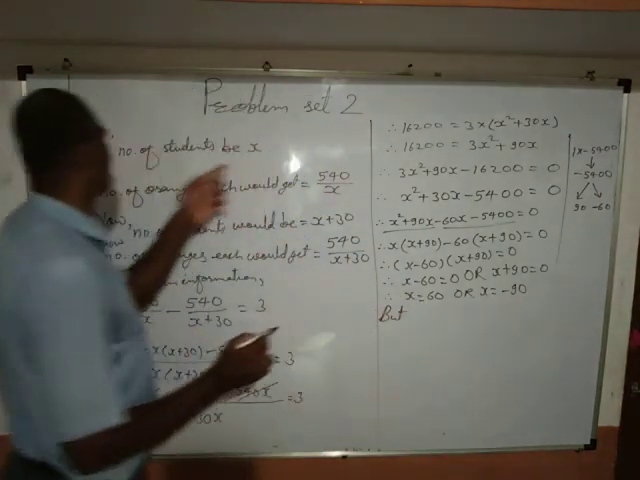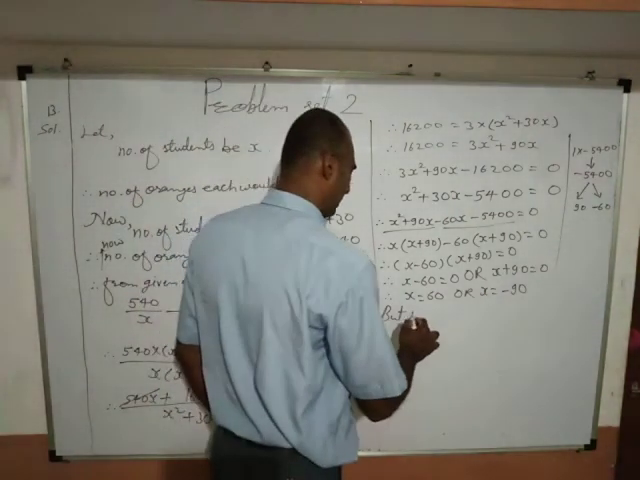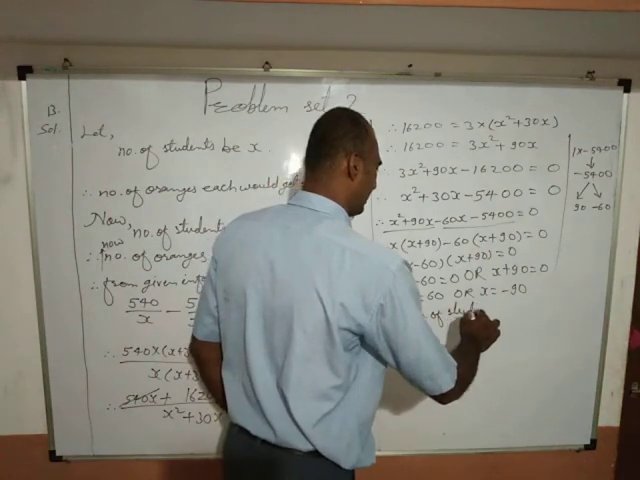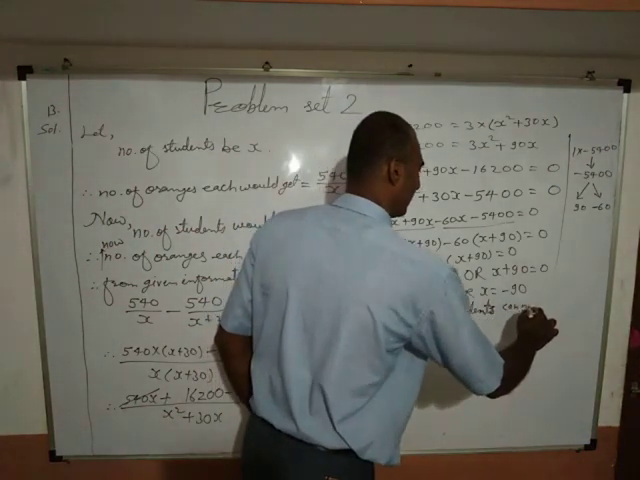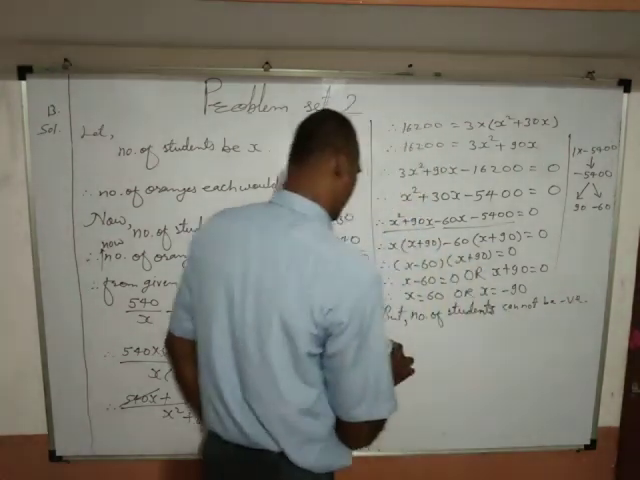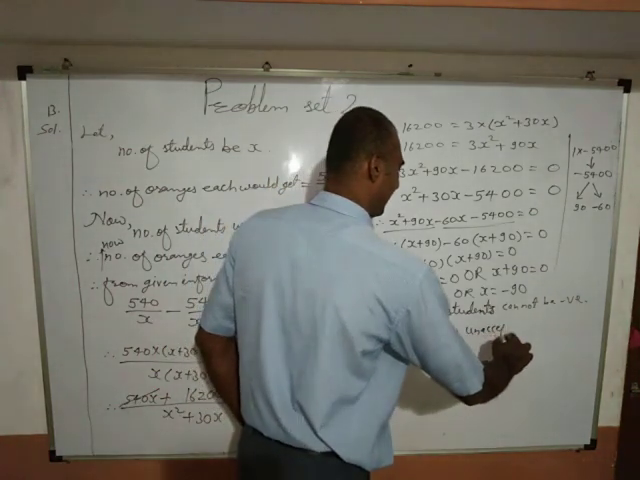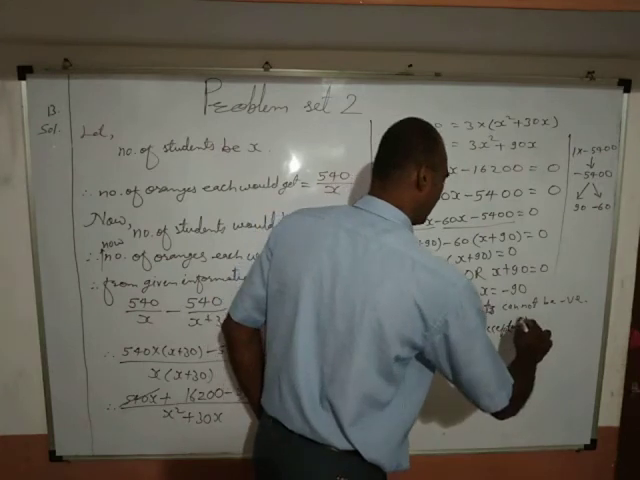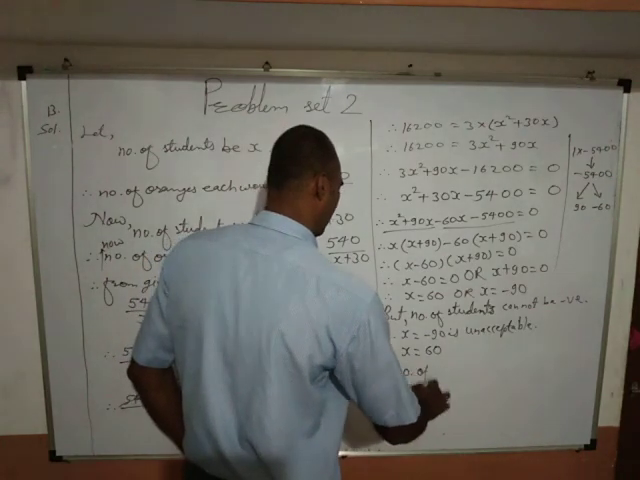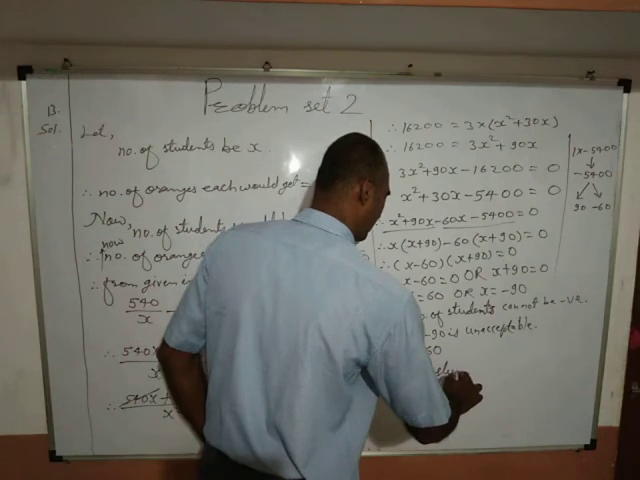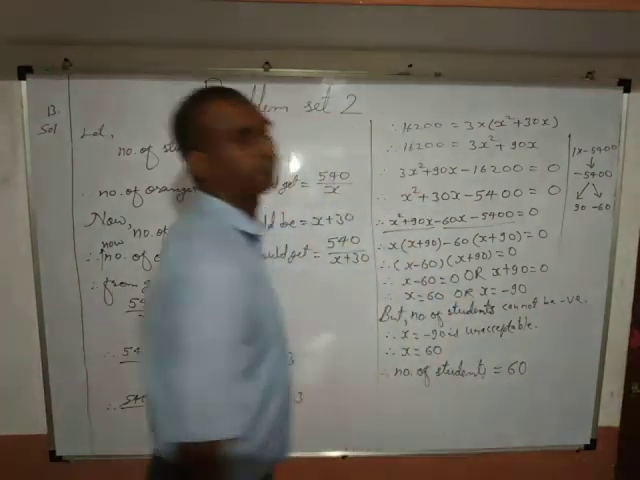But what is x? X is number of students, and number of students cannot be negative, and therefore x equals minus 90 is unacceptable, and therefore x must be equals 60, and therefore number of students equals 60. Thank you.